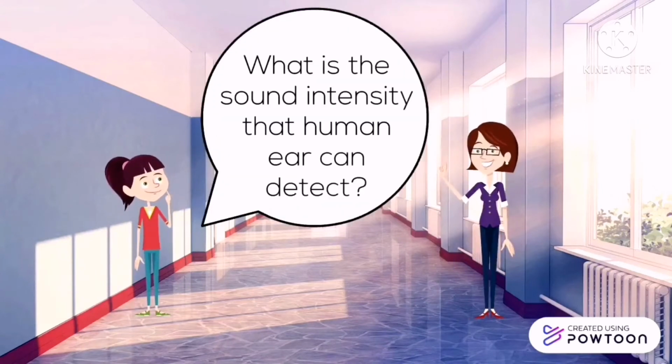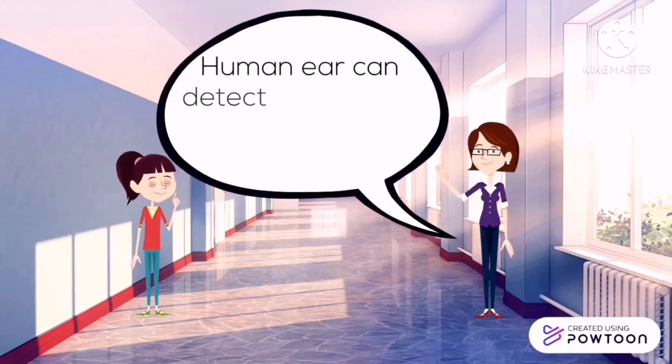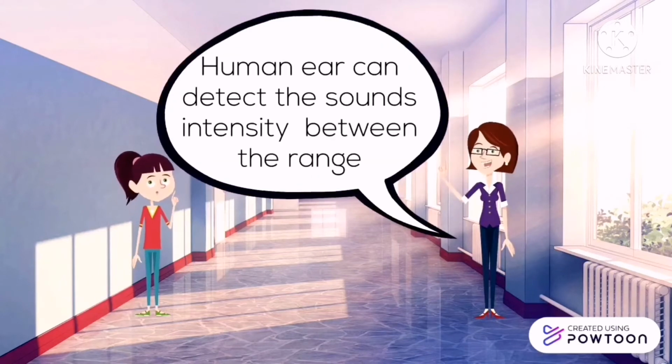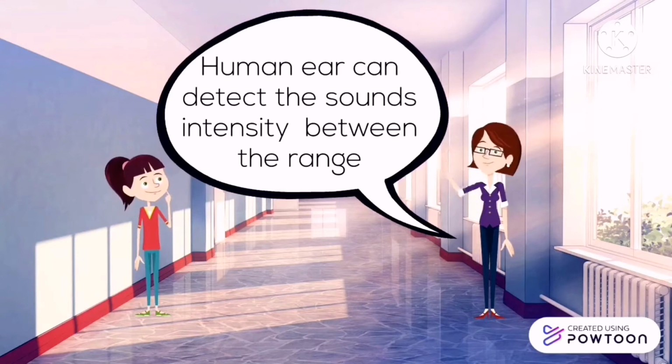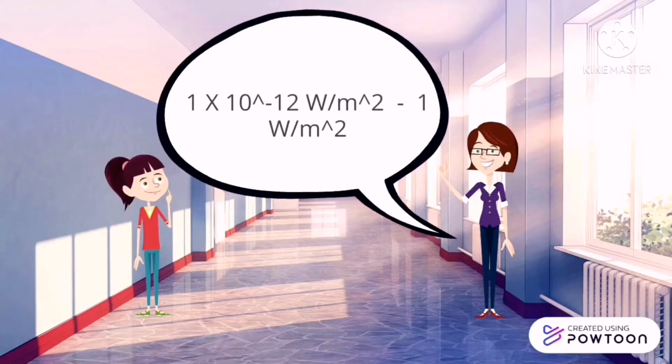What is the sound intensity that the human ear can detect? The human ear can detect sound intensity in the range of 1 × 10^-12 watt per meter square, which is the threshold of hearing, up to 1 watt per meter square, which is the threshold of pain. Above this range may cause pain to humans.